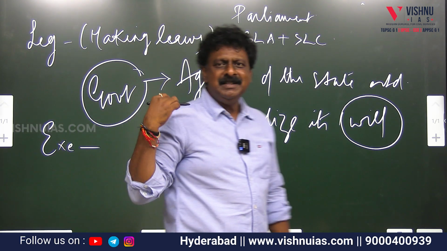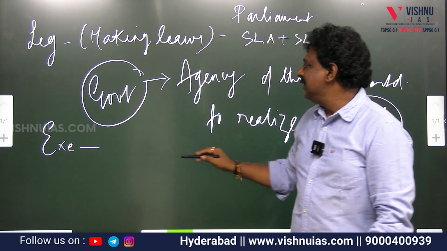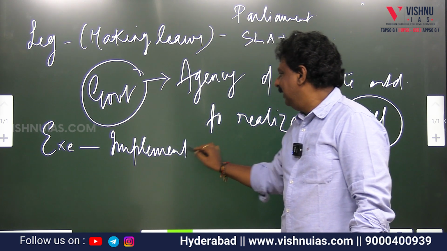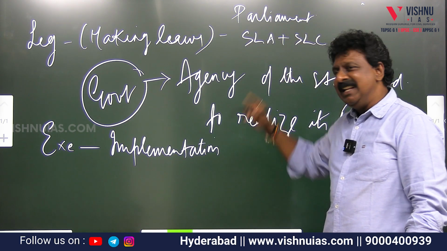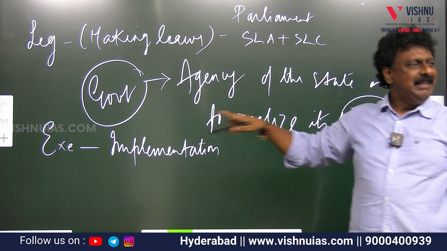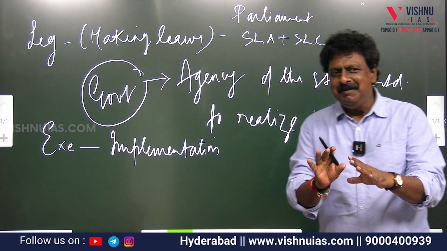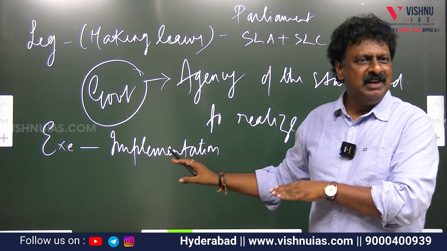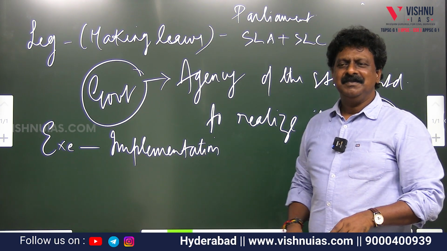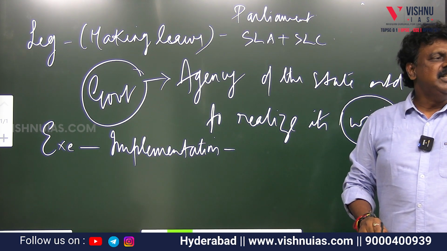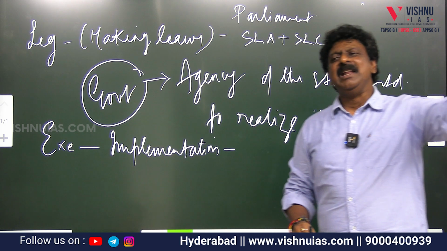What is the purpose of this body? Implementation of laws. Whatever laws are made by legislatures are implemented by the executive. So for the purpose of implementation of laws, we have another organ of the government called the executive. So you tell me, what constitutes our executive at the union level?